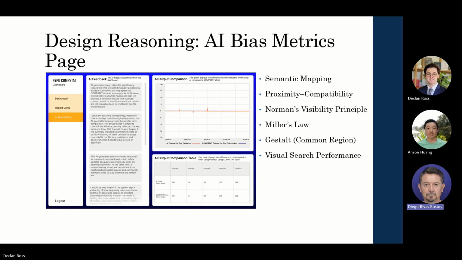Design reasoning for the AI bias metrics page. Semantic mapping. Section headings, AI feedback, and AI output comparison sit directly above their content, matching user expectation to read commentary versus numeric data. Proximity compatibility. Each chart is placed immediately above its companion table, so users can compare visuals and exact numbers without shifting focus.